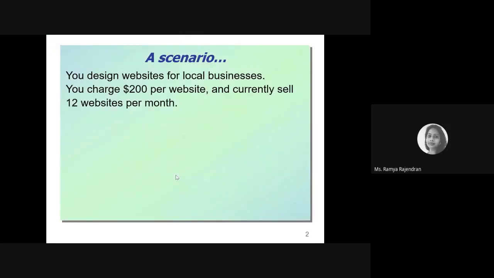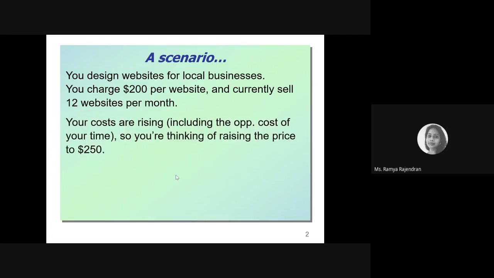So we're going to take a scenario, an example, which we'll be running through almost the first half of this session. For discussing the demand elasticity, we'll be using the same example. So just try to understand what this is about. Imagine you're going to design a website, as you're running a website design firm, designing for local businesses nearby. You're charging around $200 per website, and you are doing 12 websites per month.